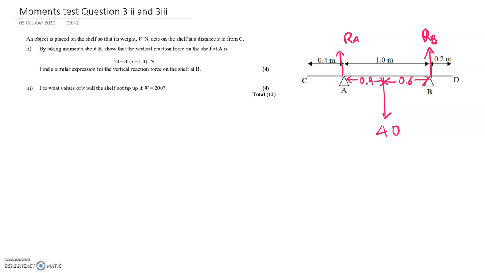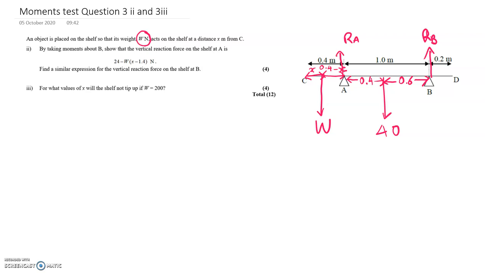And then I also have a new force, this object that I've put x meters from C. So I'm going to label the distance x and then do a down arrow that I call W, because I don't know what the magnitude of the weight is. And if that distance there is x, then this one that I'm labeling here must be 0.4 take away x.